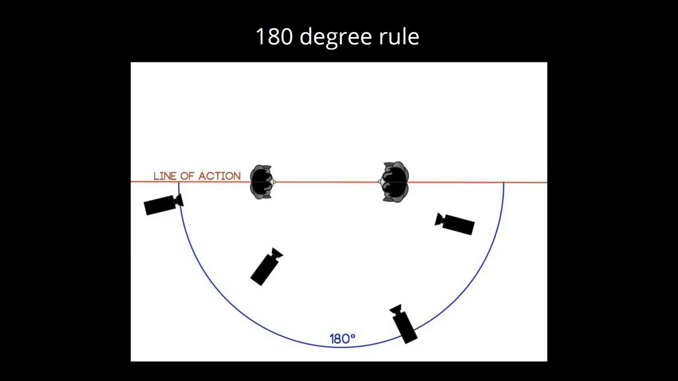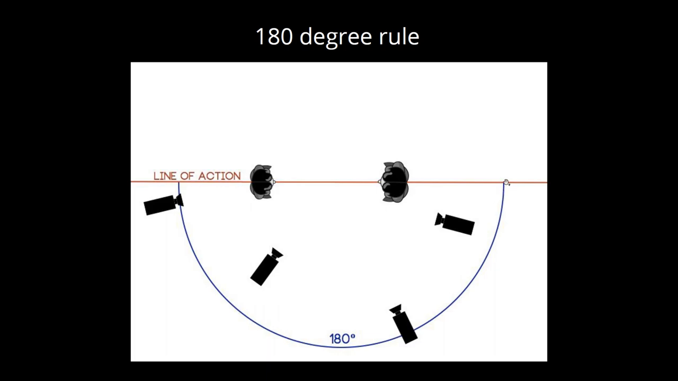So how do we go about setting up a scene? Usually the first thing to establish is a line of action. This is usually between the two opposing parties in the scene. So if you have, for instance, a conversation between two people, you'd have this line of action going straight through that conversation between the two sides. And then you have to pick which side of the line of action you're going to be on.